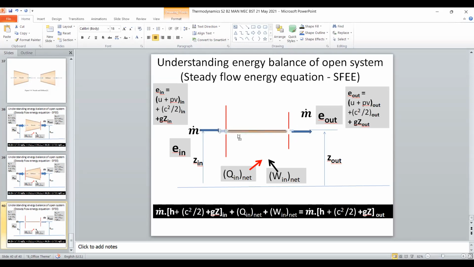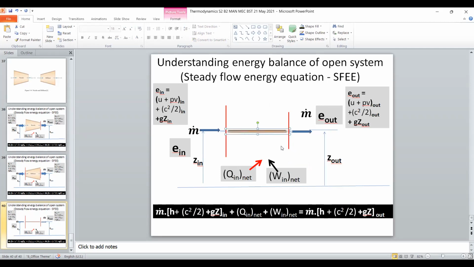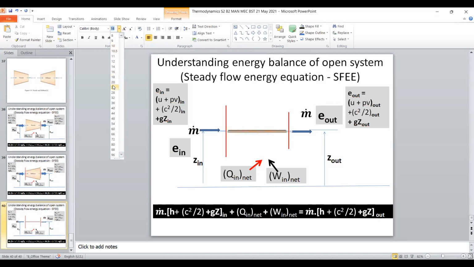Flowing. Okay. Flow out. So this is a capillary. Yeah, good. Capillary. Okay, good.